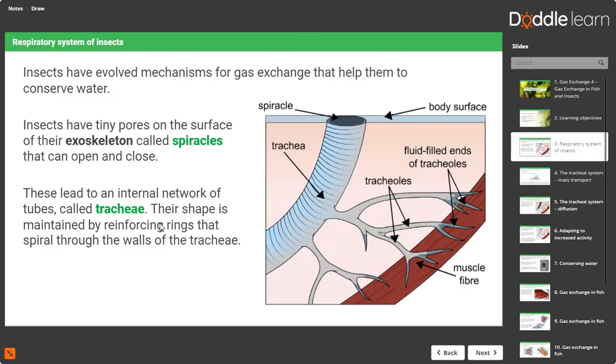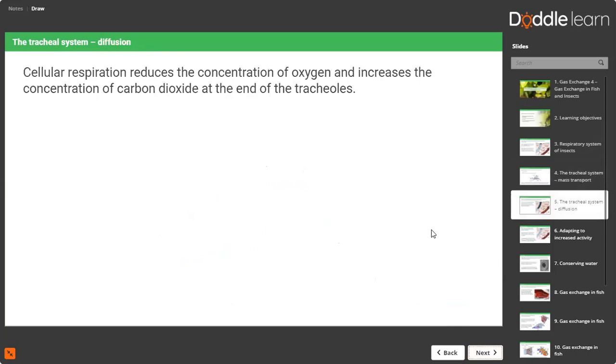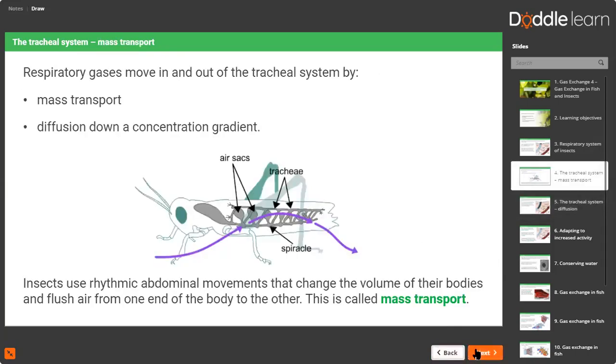And so rather than needing lungs to ventilate themselves, they can use their muscles to help ventilate and use this mass transport system. The spiracles have air sacs that inflate and deflate and move the gases along the body, and that is the mass transport.